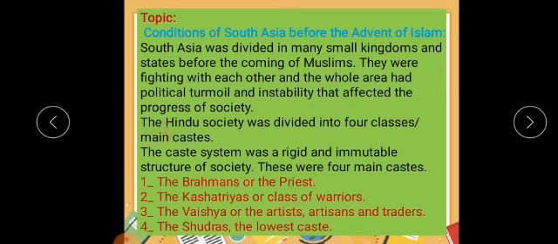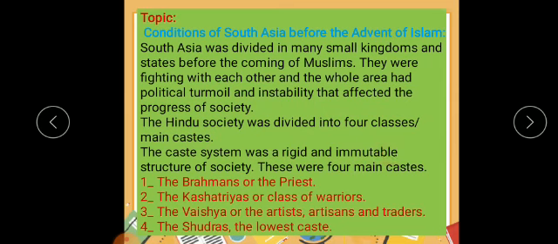Besides this, Indian society did not give equal rights to all people. In Hindu society, there was a caste system in which there were 4 main castes. The caste system was rigid and immutable. What do rigid and immutable mean?